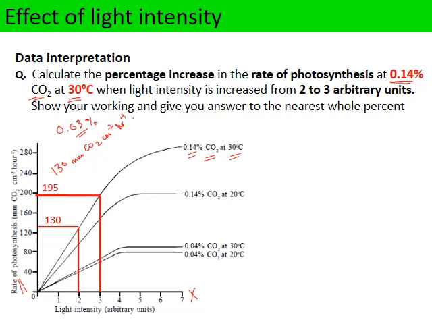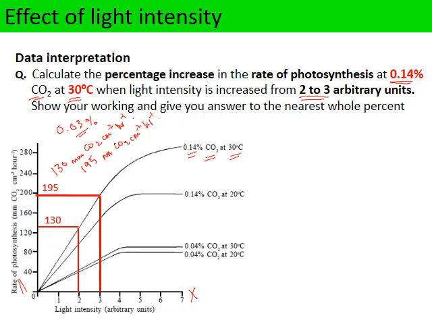Right, 3 arbitrary units then, because we're going from 2 to 3 arbitrary units on the x-axis. That would be 195 millimeters of CO2 per centimeter squared per hour. So by increasing the light intensity from 2 to 3 units, we've increased the rate of photosynthesis from 130 to 195 millimeters of CO2 per centimeter squared per hour.